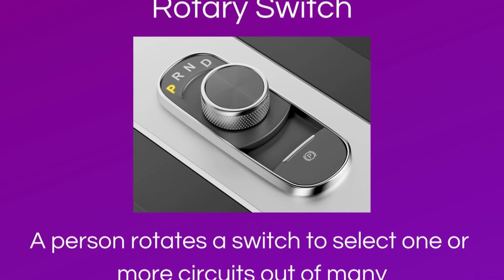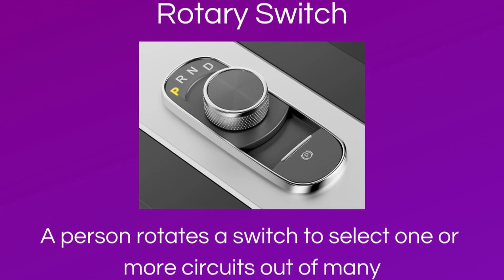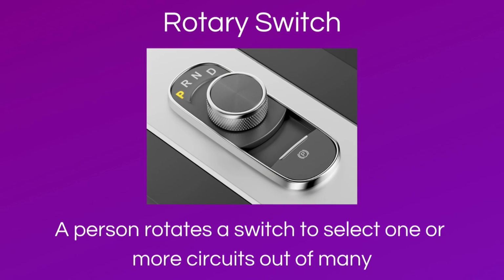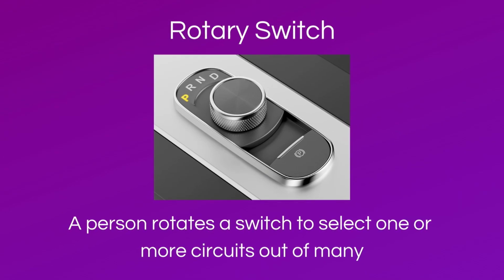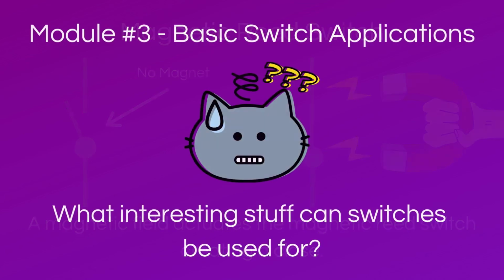By rotating the switch, the user can select one or more circuits out of many to contact the pole. In the picture below, the driver would use the rotary switch to switch from park to reverse, neutral, or drive. A magnetic reed switch is actuated by a magnetic field near it. For example, the open reed switch shown below closes in response to a magnetic field.